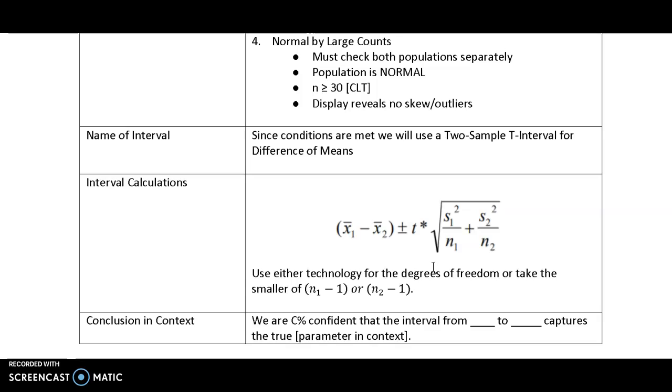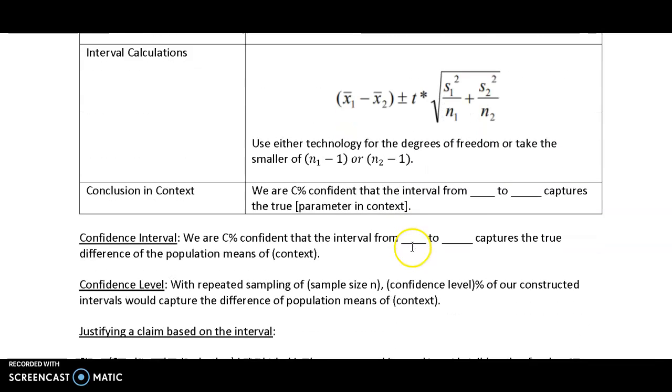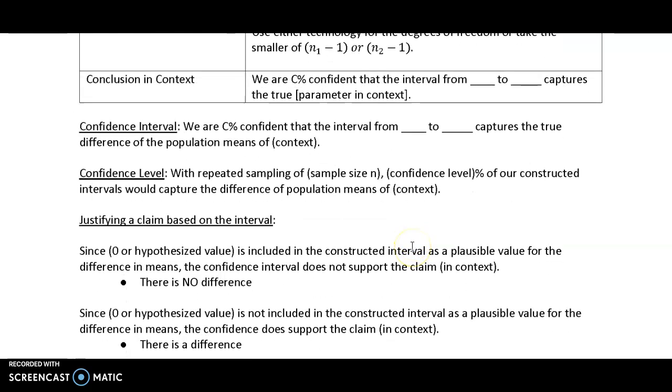And lastly, in our conclude step, we are this percent confident that the interval from blank to blank captures the true population difference in the means. And then also, since we're looking at confidence intervals with two separate groups, we have the following. We could talk about the confidence level, which is the repeated sampling and capturing the difference of the population means. And based on our interval, if 0 is in the interval, the only way 0 can be in the interval is if the two means are the same, thus meaning there is no difference. If 0 is not in the interval, we have some evidence that there is a difference, and that just depends on how the difference is defined and whether it's completely positive or completely negative.